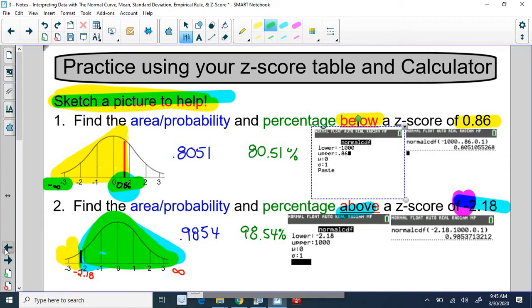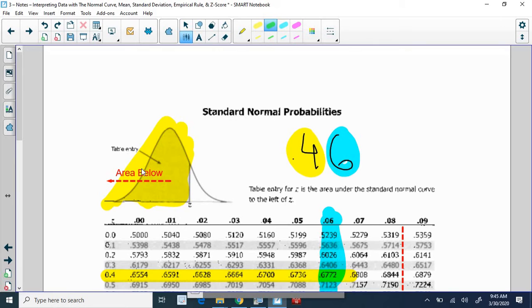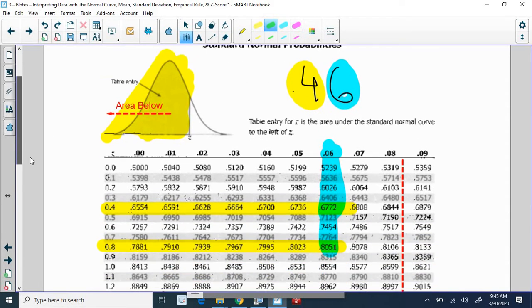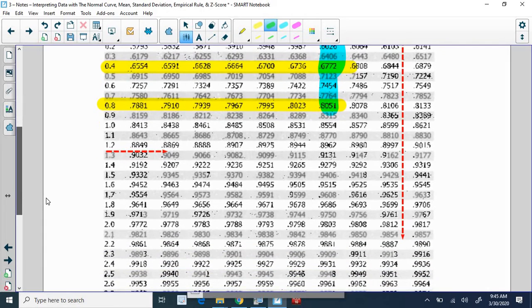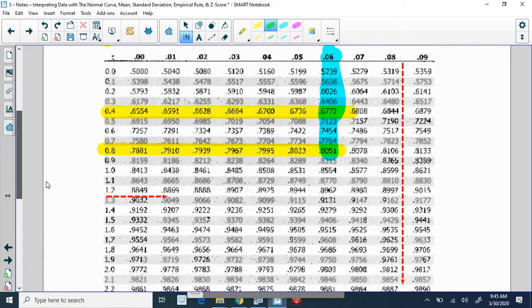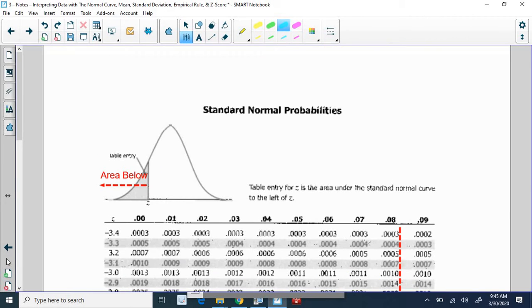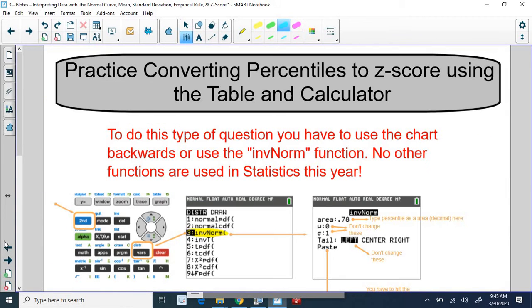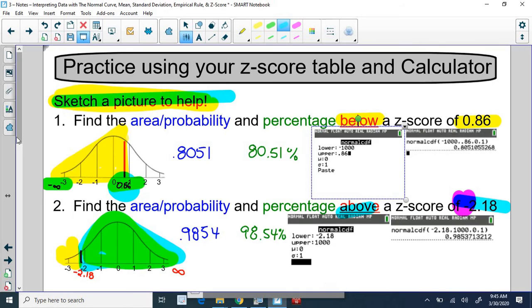Why would I do that? Again, I want you to think about this. If this is below, by using the opposite value, it's going to find above. So if I go to 2.18, I go 2.1 all the way over to 8, and then I go down from 8, and you can see that's 0.9854, or 98.54%.